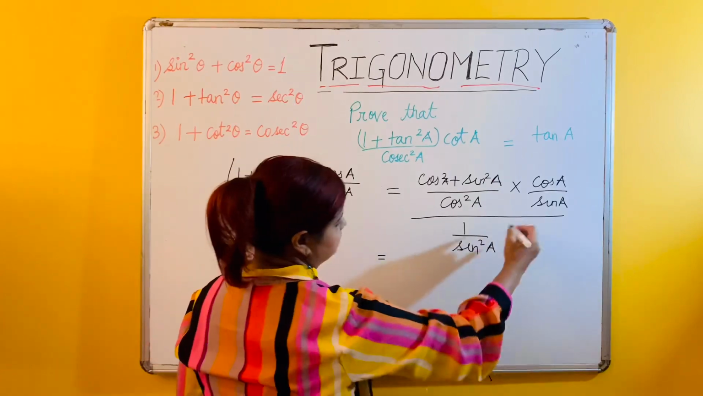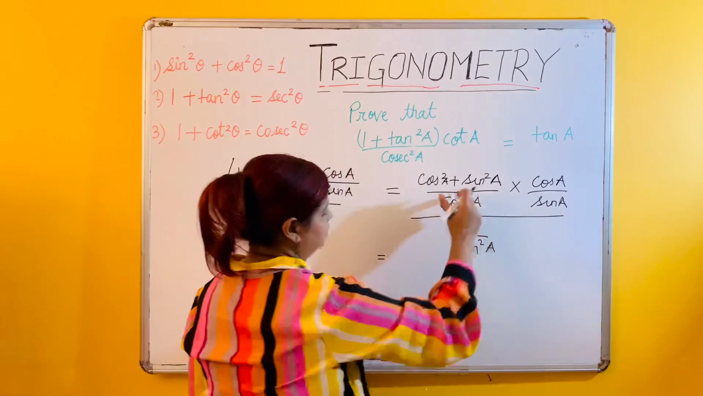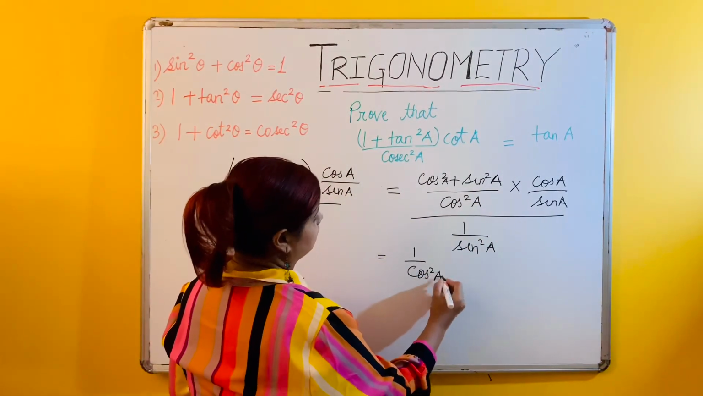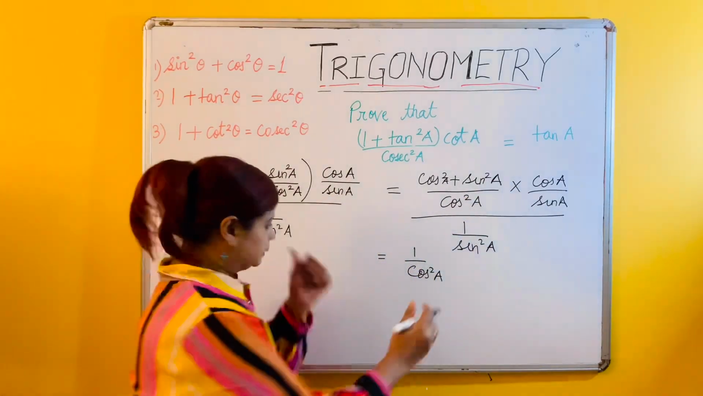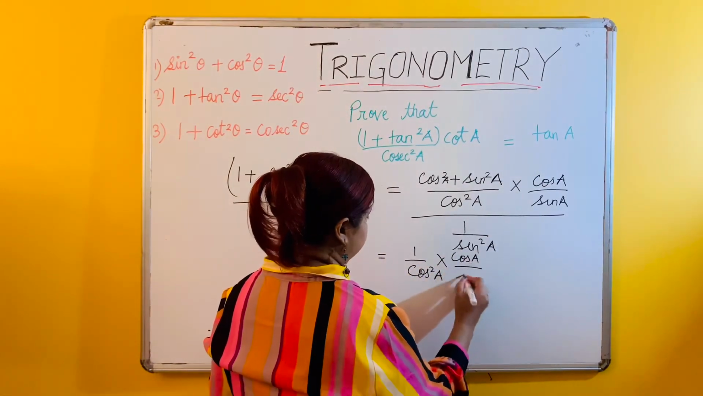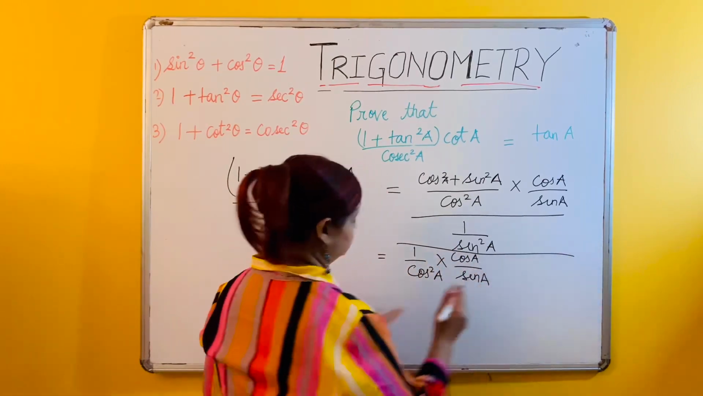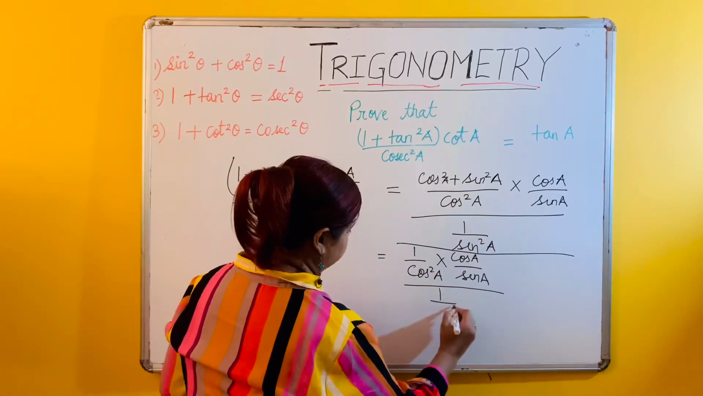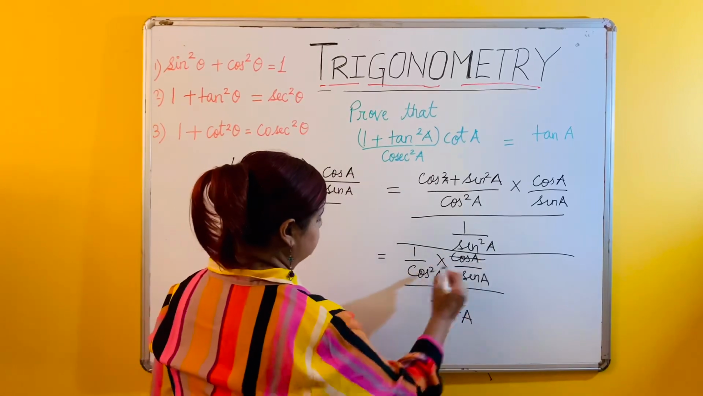So you can write, since cos square A plus sin square A is equal to 1, you can give the reason here and you can put. So it is 1 by cos square A, okay, into cos A by sin A. So this is separate, just I'm drawing a line, okay, and then this whole is divided by 1 by sin square A. Okay. Now this gets cancelled.